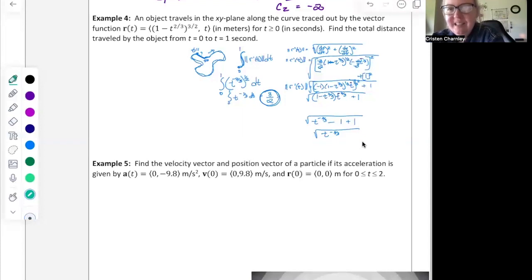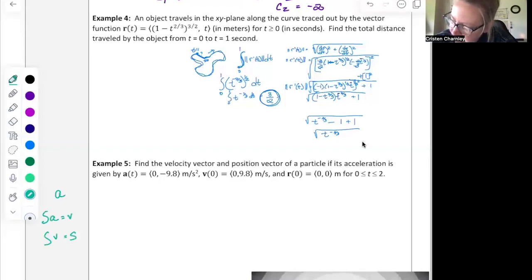So we've already done this with function notation. We'll do it with vectors. It just means we have to do it twice, so we have the x component and also the y component. If you're given acceleration, if you integrate acceleration, you're left with velocity. And if you integrate velocity, you're left with position. So that's what we will do here.